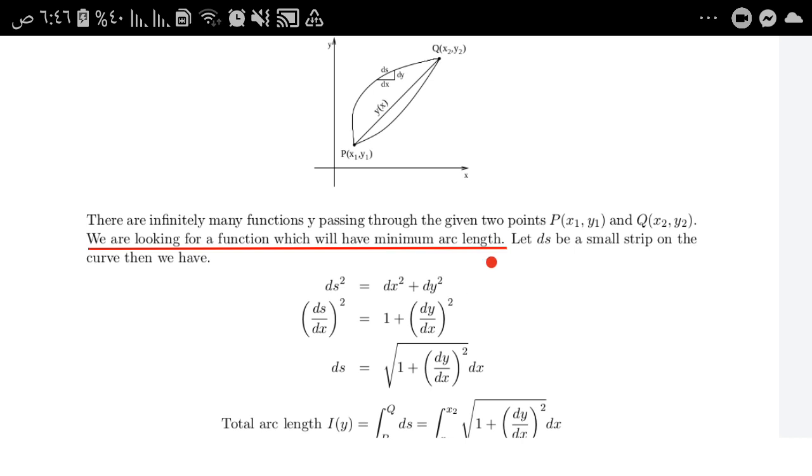Okay. Let ds be a small strip on the curve. Then we have, look at the figure.